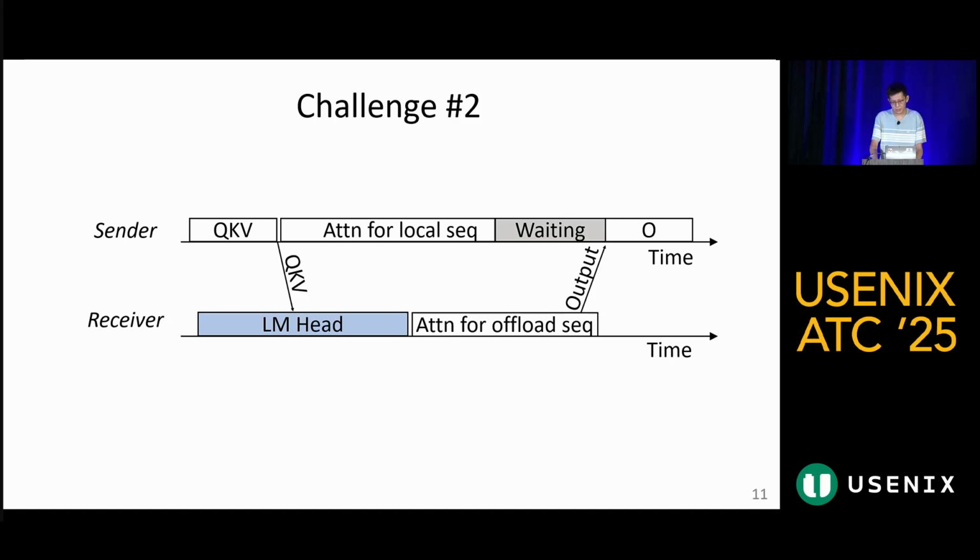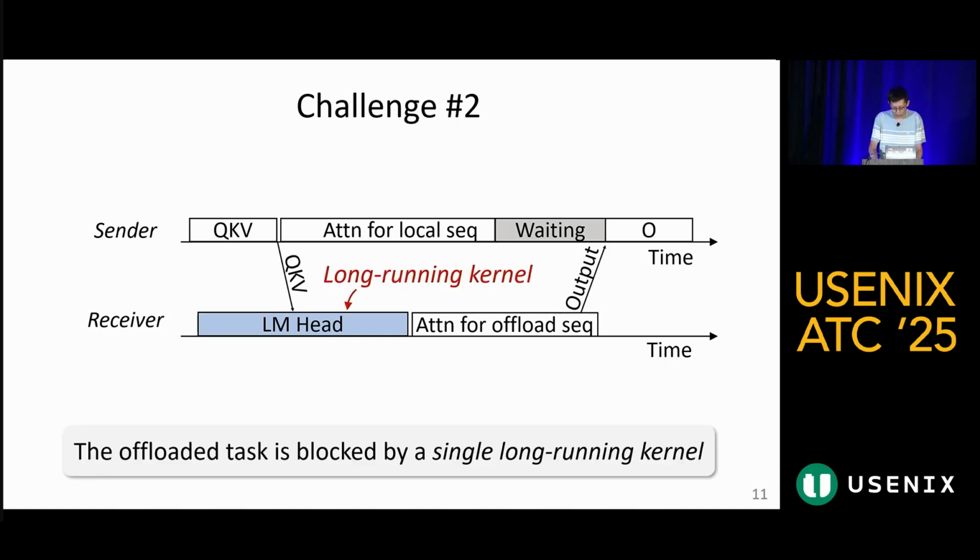The second challenge is being blocked by a single, long-running kernel. Even if the queue is short, if the receiver is executing a single large kernel, like the final LM head projection, our offloaded task must wait for its entire duration. This single kernel can also become a major bottleneck.